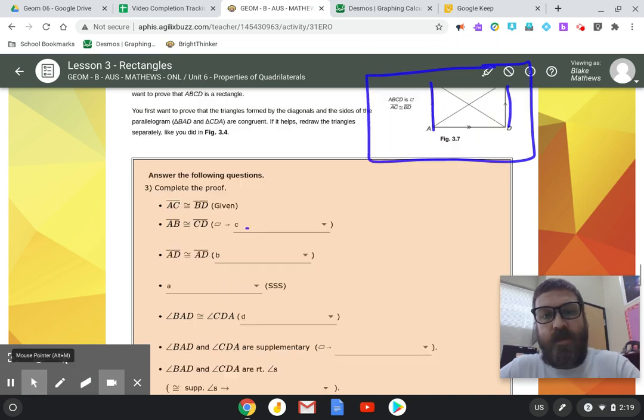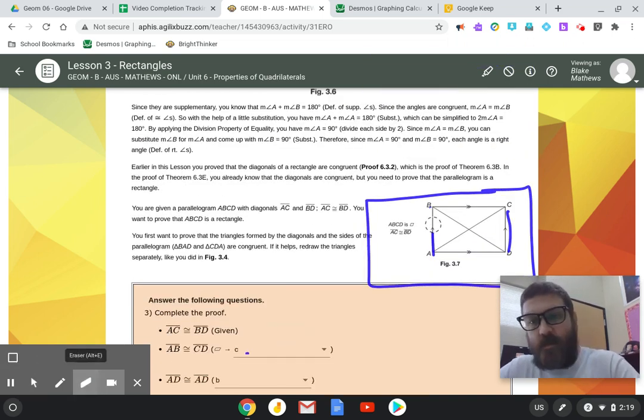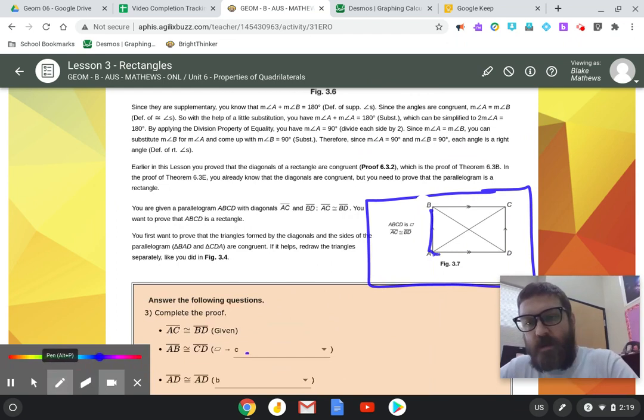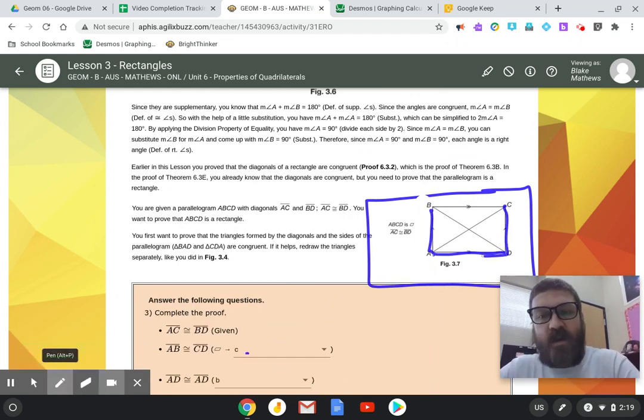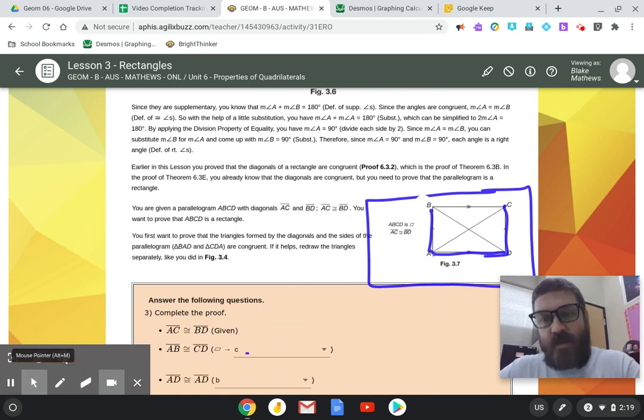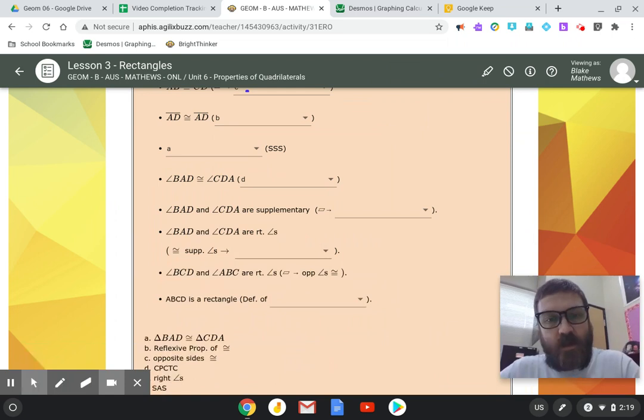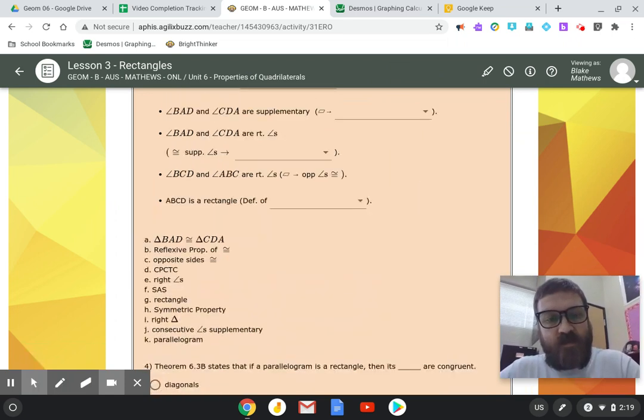All right. Then it says BAD and CDA are congruent. So let's hop up to our picture. BAD and CDA. BAD and CDA. Those are consecutive angles. And this is a parallelogram. And so we know that in parallelograms, consecutive angles are supplementary. That's going to be J right there. You should see that, J.